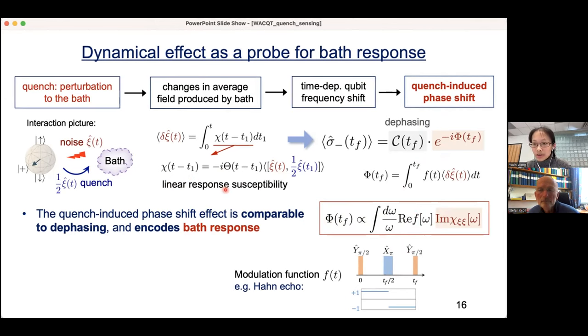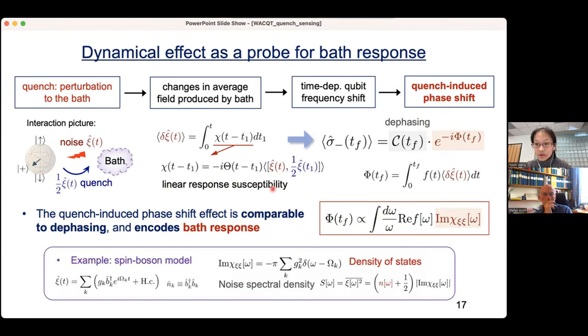I would also like to note that this linear response susceptibility really provides a new characterization of the bath properties, which is really distinct from the standard noise spectral densities. To see that, we can look at a specific example, which is given by the standard spin boson model, where our qubit is linearly coupled to a collection of harmonic oscillators.